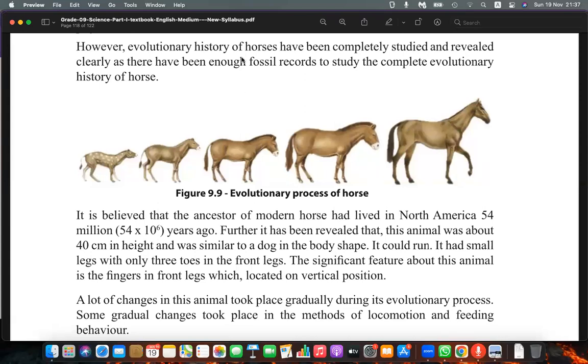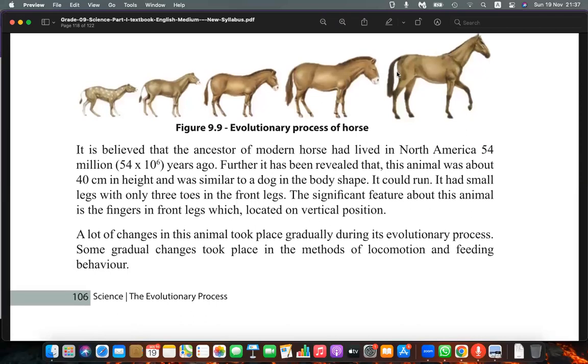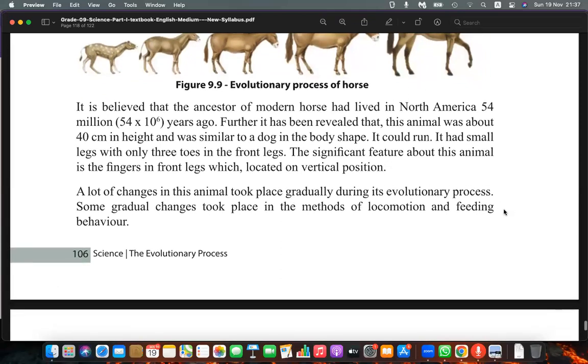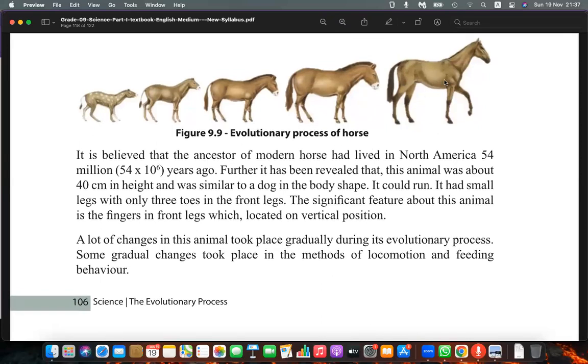So here, however, the evolutionary history of the horse has been completely revealed clearly using the fossil records. Okay, here we think about how the modern horse lived in the north 54 million years ago, right? Animals about that time were about 40 centimeters in height, but little by little the height has increased. A lot of changes happened, and now you can see the modern horse like this.